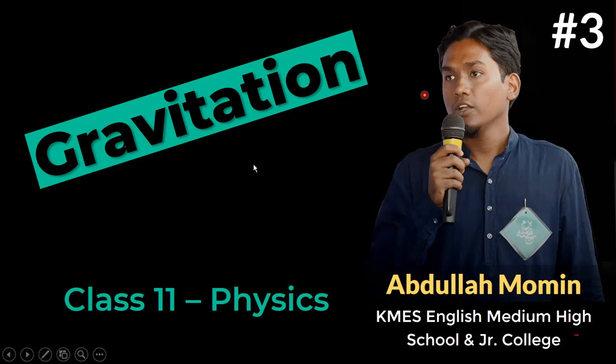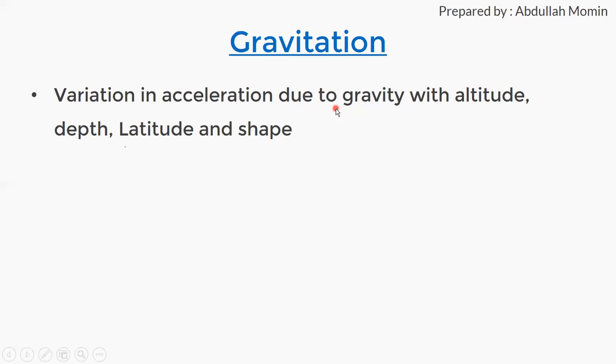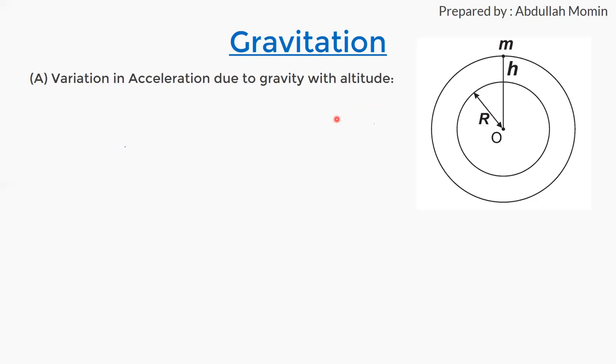Lecture number 3 from the chapter Gravitation, class 11th Physics. In this video, we are going to learn about the variation in acceleration due to gravity with altitude, depth, latitude and shape one by one. First, we are going to see the variation in acceleration due to gravity due to altitude. Now what do you mean by altitude? Altitude is nothing but height.